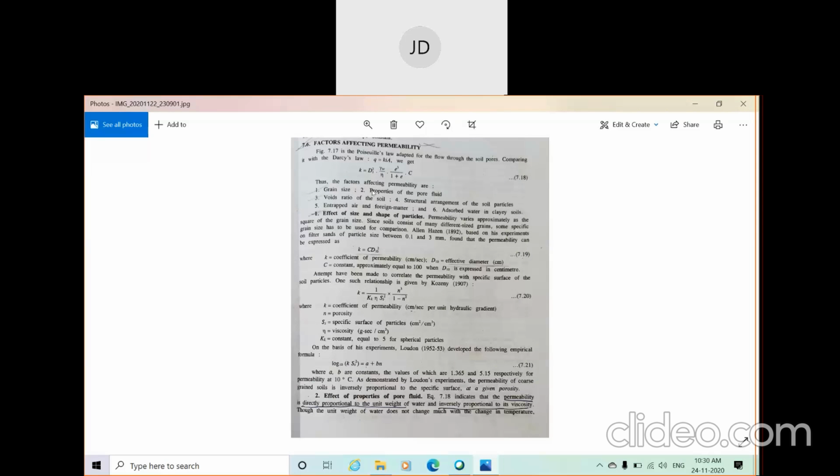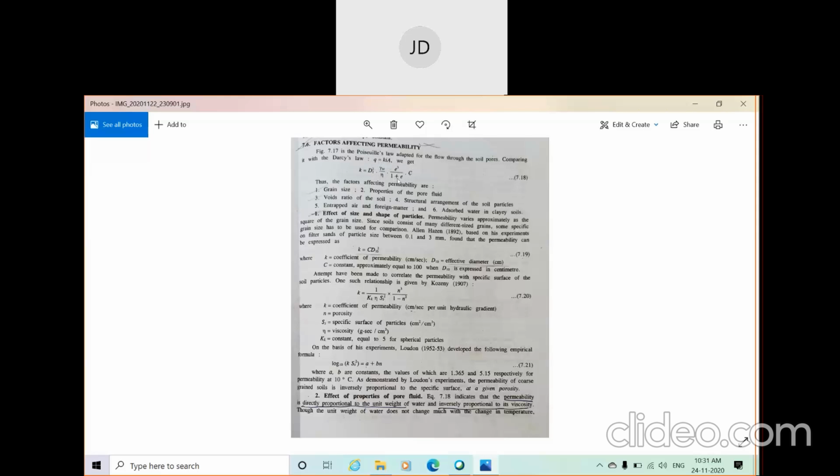So you can also remember this formula. Okay, this formula is given by Poiseuille's law, and Poiseuille's law adopted a flow of water or flow of fluid through soil pores. So comparing that particular formula with Darcy's law, that is Q is equal to KIA, that we already know, finally the final equation for the coefficient of permeability comes like this. You don't need to go into how it comes, derivation is not needed.